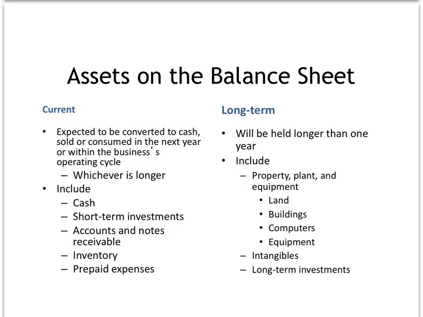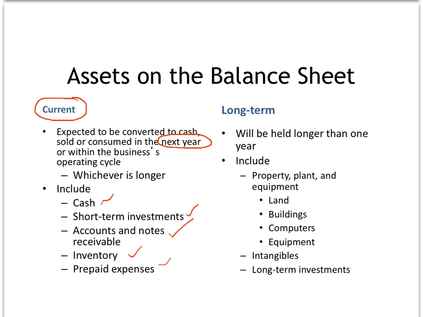Now, when we talk about assets on the balance sheet, they're typically shown in two groups. The first one shown is current assets. These are expected to be converted to cash, sold, or consumed in the next 12 months or operating cycle. They include cash, short-term investments, accounts receivable, notes receivable, inventory, and prepaid expenses, and we'll get a lot more in depth on these as we go.